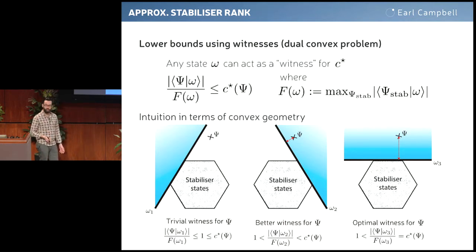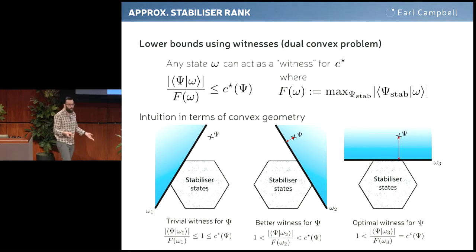So you can have a trivial witness. A trivial witness is one where the witness is trying to find out if the state is over here somewhere, but the state isn't even on that side of the hyperplane, so it doesn't tell you anything non-trivial. The witness might tell you that C star is bigger than some number, but that number is less than one, and you knew that it had to be bigger than one anyway.